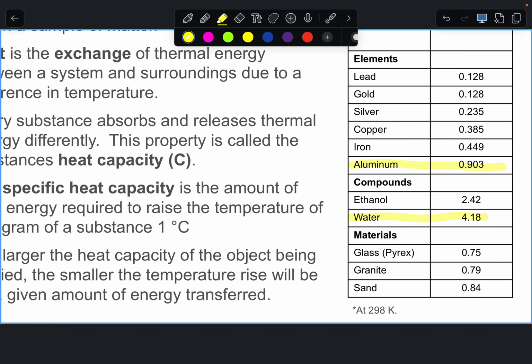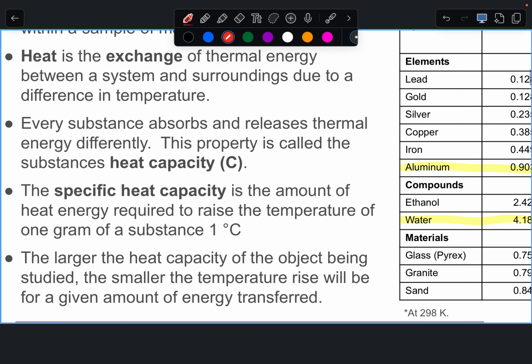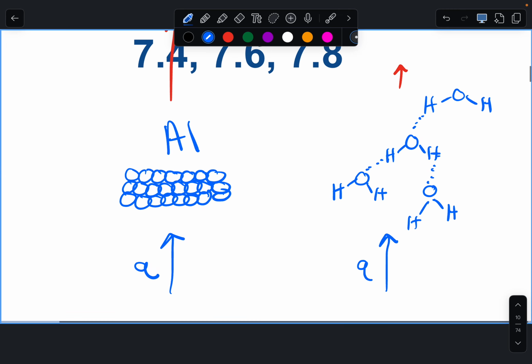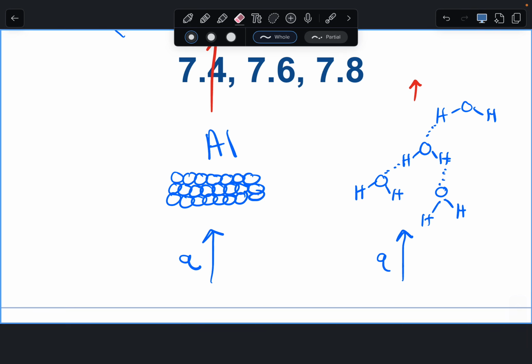Now, the technical definition of heat capacity is written right here, this bullet point. You can read it to yourself, but I'm going to go back to the example we just had and show you what this is telling us. These numbers are related to changing the temperature by 1 degree. Okay, so we're going to use the same example above, but instead of adding the same amount of heat, we're going to say we want the temperature to rise the same amount.